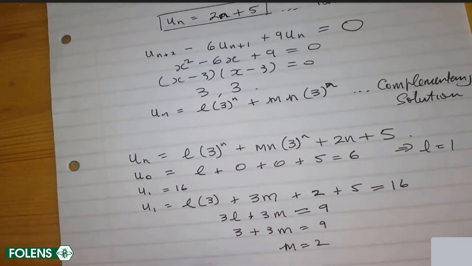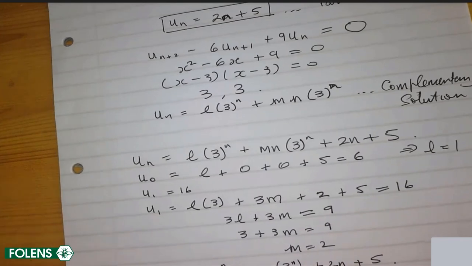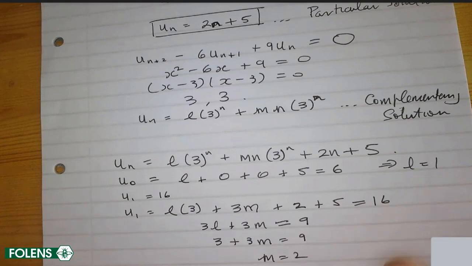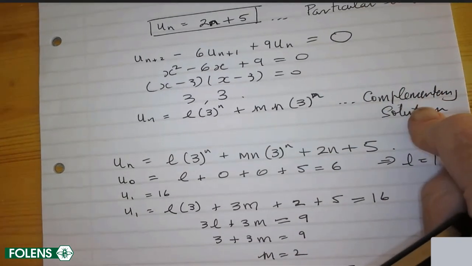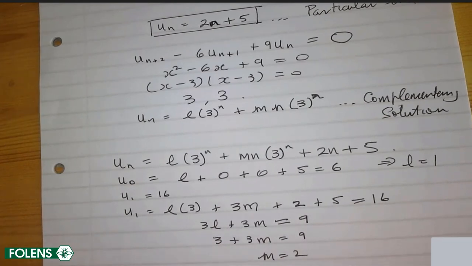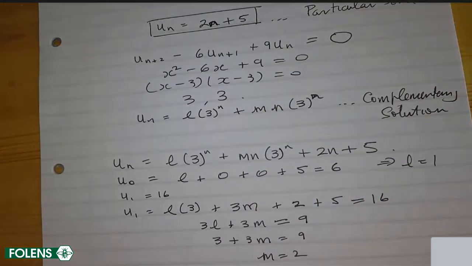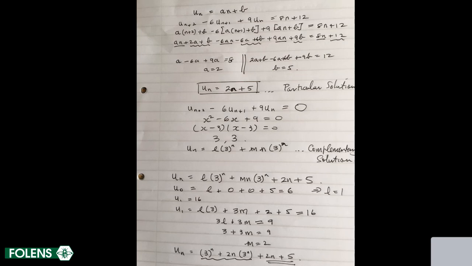So we have solved our non-homogeneous difference equation. The ultimate solution is that un is l times 3 to the power of n, which is 1 times 3 to the power of n, and mn, that's 2n times 3 to the power of n, and 2n plus 5. That is the solution to a non-homogeneous equation, the sum of the particular solution and the complementary solution. It's very interesting to put that solution back into the equation, and you will see that these bits give you 0, and these bits give you 8n plus 12, giving a grand total of 8n plus 12 as desired. And that's why it's the sum of the complementary solution and the particular solution that is the ultimate solution to our difference equation.